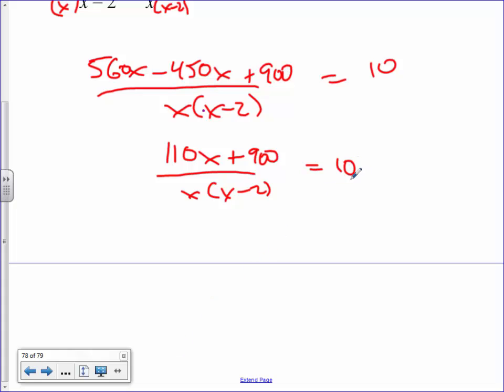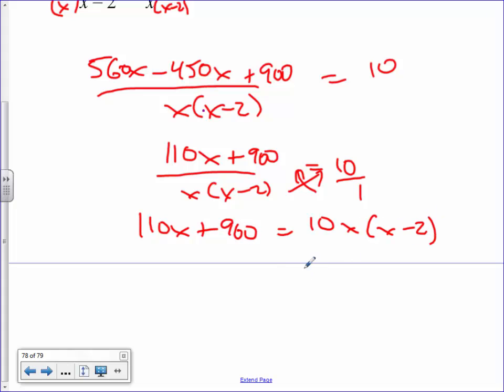So we're now at the cross multiply stage. So it's like 10 over 1. So cross multiply. 110x plus 900 is going to equal 10x with x minus 2. So it'll be 10x squared minus 12. Cool. Okay. That's 900, I think, not 960. 900. 10x squared minus 20x. We have ourselves a quadratic, people.